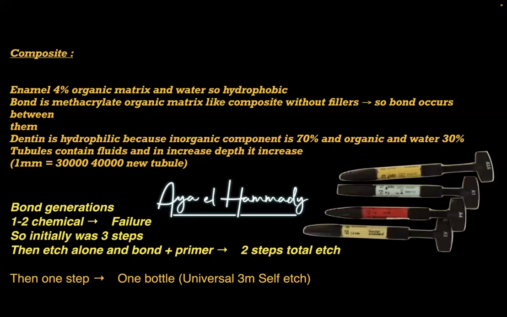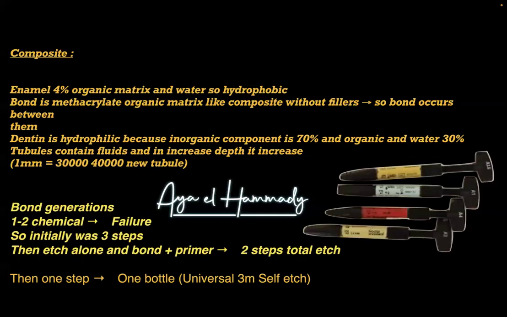Okay, so now all of us use a lot of types of composites. First of all, we need to know what a composite is. A composite is an enamel organic matrix, 4% water, so it's hydrophobic. It's a bond without fillers. I need to etch and bond to remove the smear layer and clean up the keys. I need to apply the bond as the junction between the tooth and the composite, and to fill the dentine part, to allow the composite to attach.